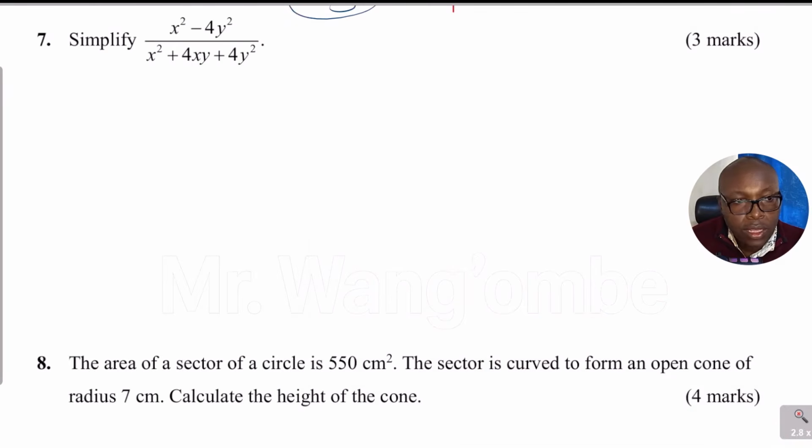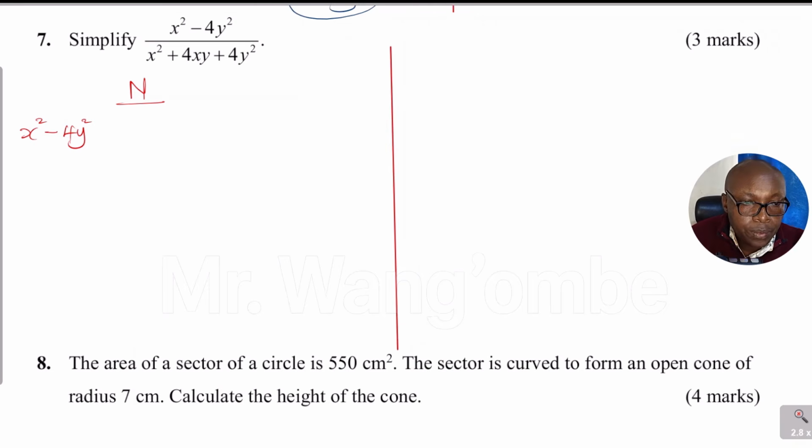Question 7. Simplify the expression that is given here. So we will begin by simplifying the numerator. We get the solution and then we go to the denominator. Now let's go to the numerator. The numerator is x squared subtract 4y squared. How do you simplify this? You simplify it by factorizing. And of course, when you look at this expression, you notice that this expression is a difference of 2 squares.